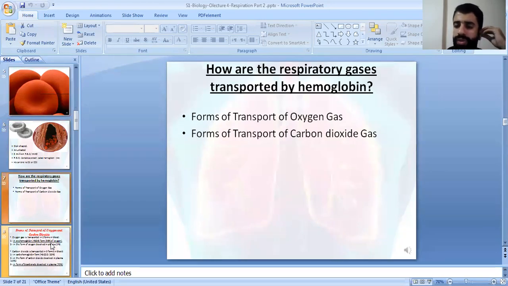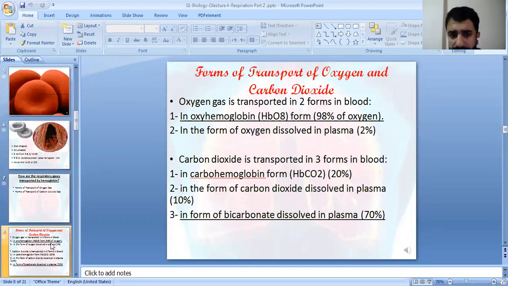Here are the new ideas today. How are the respiratory gases transported by hemoglobin? We have different forms of the transport of oxygen gas and those of the transport of the carbon dioxide gas. Let's start with oxygen. Oxygen gas is transported in two forms. Either oxyhemoglobin, HbO8, which represents 98% of oxygen, or in the form of oxygen dissolved in plasma, which represents 2%. Whereas carbon dioxide is transported in three forms. Either carbohemoglobin, HbCO2, which represents 20%, in the form of carbon dioxide dissolved in plasma, which represents 10%, or in the form of bicarbonate dissolved in plasma, which represents about 70%.